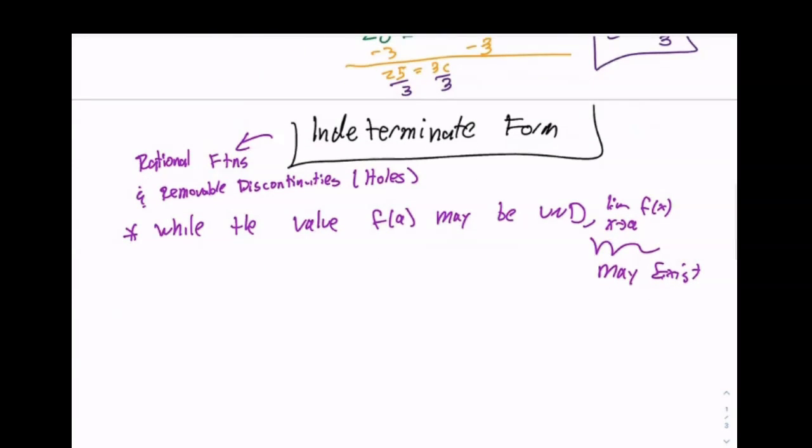There's a difference that we have to understand between the evaluation of a function at x equals 3, or at x equals a, what is the value, which is different than the limit. What happens as we get closer to a for the function?